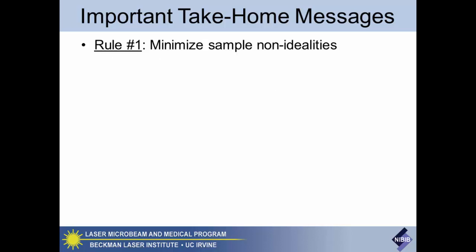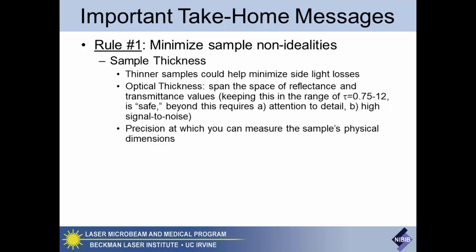In terms of inverse adding doubling, rule number one is to minimize sample non-idealities. So think about the sample thickness. The thinner the sample, the more it could help minimize light loss, but if it's too thin, your transmittance will be very high because most of the light will just go through unscattered, and your reflectance will be very weak. So you have to have that balance between, can I actually physically make the measurements? Do I have the dynamic range to capture all this? Versus minimizing side light losses.